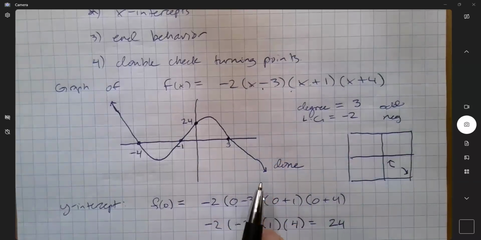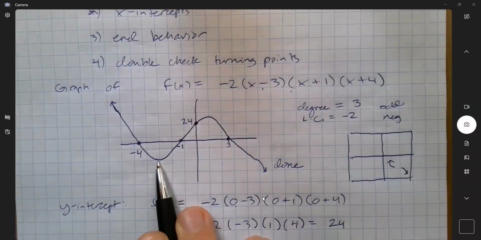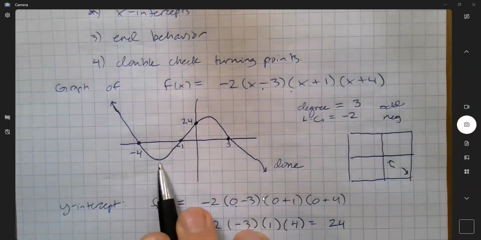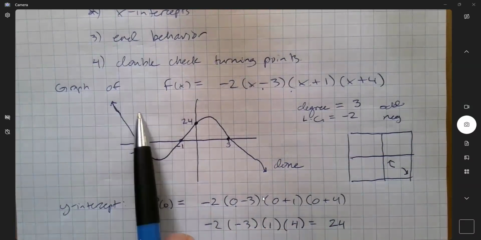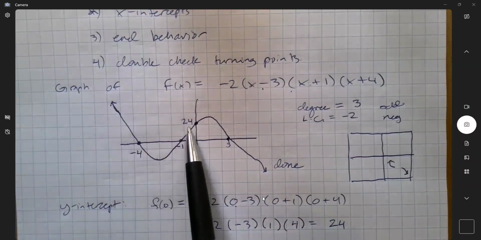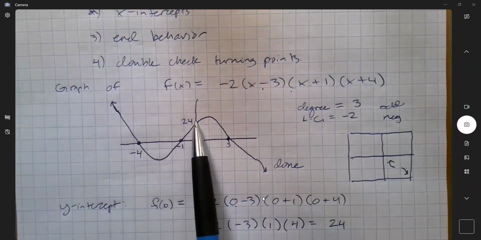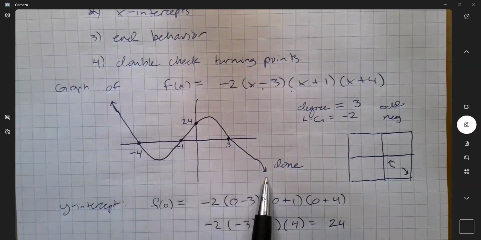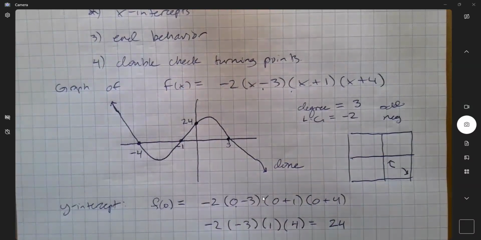Really not to scale. I don't know the coordinates of those turning points. You'll learn those when you get into Math 251. But for now, I've got a picture that starts up and to the left, crosses through at -4 and at -1, crosses the y-axis at +24, and crosses one more time at x equals 3, and then goes down and to the right.